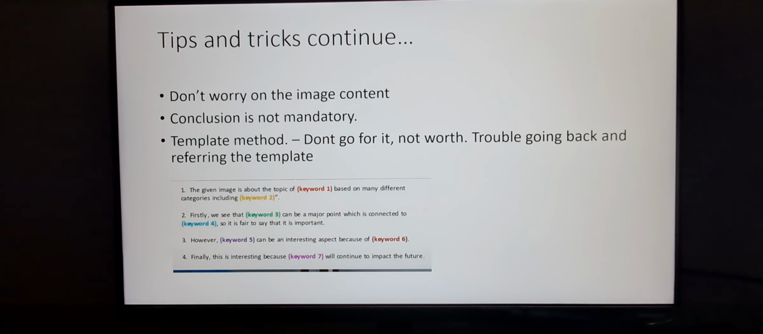Conclusion: many people are asking whether a conclusion is mandatory in describe image. I don't think it's mandatory. Though it's good to have a conclusion, it's not mandatory.